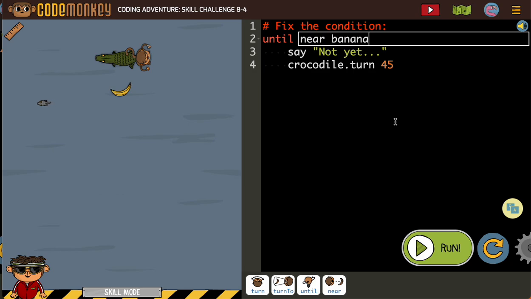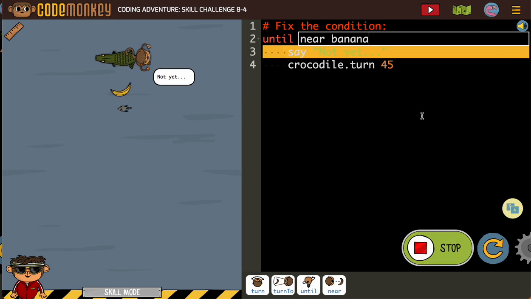So there we go. Until near the banana. We're going to say not yet. And the crocodile is going to keep turning. The hint in the directions about the merry-go-round or carousel was about we're going to take a ride on the crocodile. So let's see what that looks like.